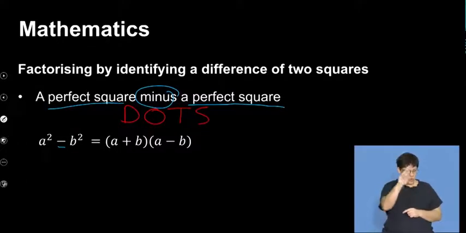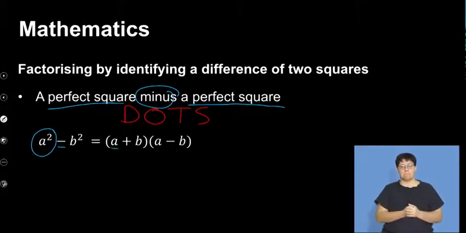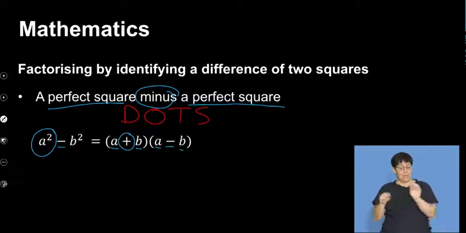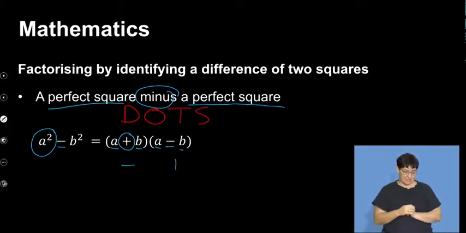So, to factorize this, I find the factors of a squared, which is a and a. I find the factors of b squared, which are b and b. So the brackets will have both a and b, a and b. The signs will be different. It will be plus and it will be minus. At times it can be minus, it can be plus there. It doesn't really matter because the brackets are exactly the same.